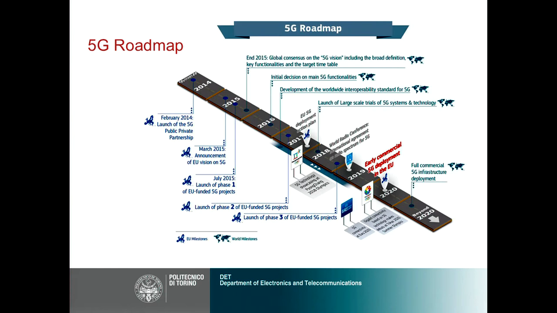Another picture of a roadmap. This picture, I don't know if you can see it, it's written in a bit small characters here. But what I wanted to point out is, beside the 3GPP standardization, there are also other types of actions. And these are some of the actions that we are involved in as well, that are European projects.